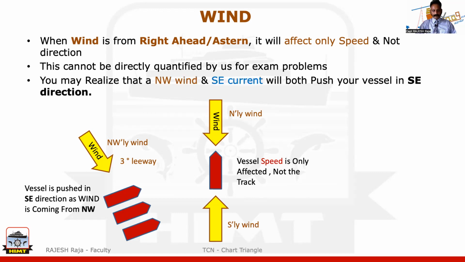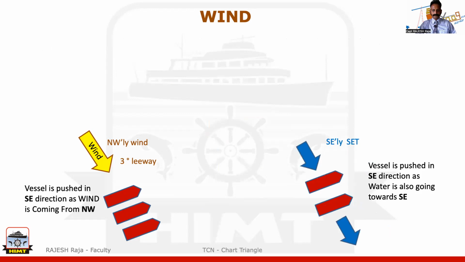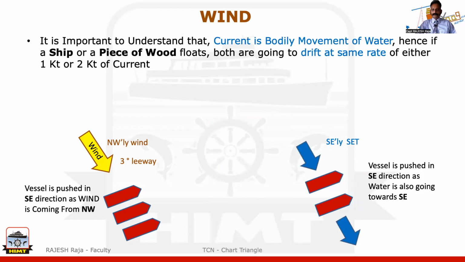Now, a quick comparison between the wind and the current. We have been looking at northwesterly wind, which is on the left side of the screen. And we have already seen what is southeasterly current. And this is exactly the same previous picture. You should realize one thing, that both northwesterly wind and southeasterly current are going to push the vessel in the southeasterly direction. So this is something you need to remember, how to depict the wind and the current and what is going to be the effect of both of them on your vessel. Okay, something important to understand.